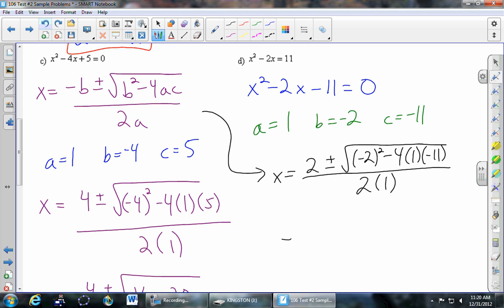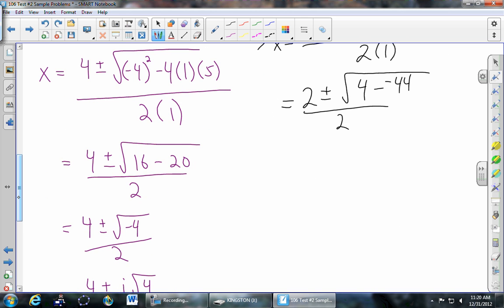Again, with small numbers like this, I'd encourage you to leave that calculator alone. Negative 2 squared is positive 4. 4 times 1 is 4, times negative 11 is negative 44. That's going to turn into a plus in there. Two plus or minus square root of 44 over 2. Okay, so we've got two real numbers. In some problems, we just stop right there.